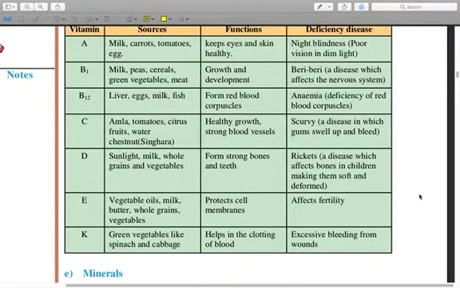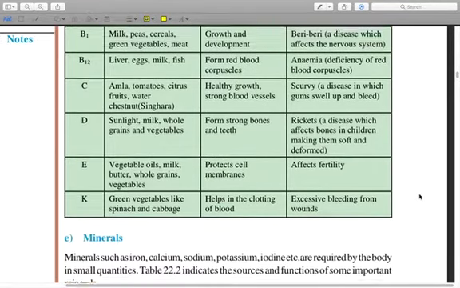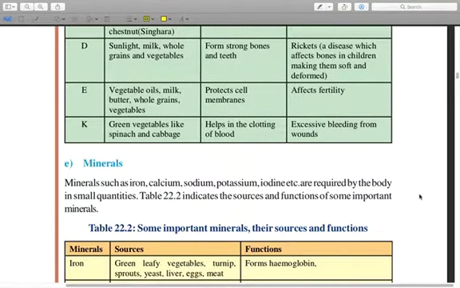And deficiency, what will happen? If there is a deficiency, excessive bleeding from wounds. So when we get wounds, it won't stop. There will be a lot of bleeding. So doctors might have to give some external thing to stop the bleeding.